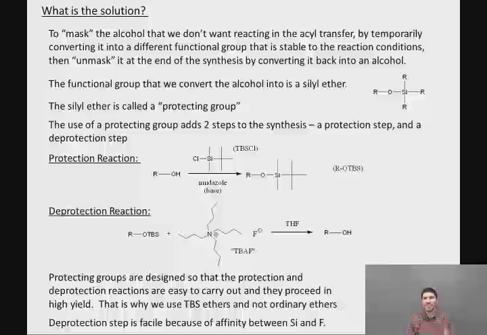Silicon is an element that we call very fluorophilic. So if you have the opportunity to form a silicon fluoride bond, you will, and you in fact do, and then kick out the alcohol as the leaving group.